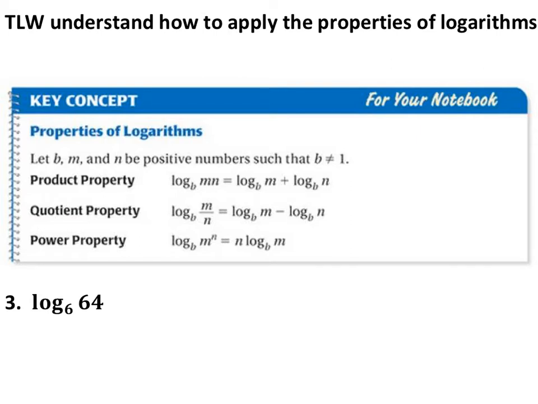Okay. The product property. The log base b of m times n equals log base b of m plus log base b of n. So if I had log base 2 of 3x, that would be log base 2 of 3 plus log base 2 of x. Okay?